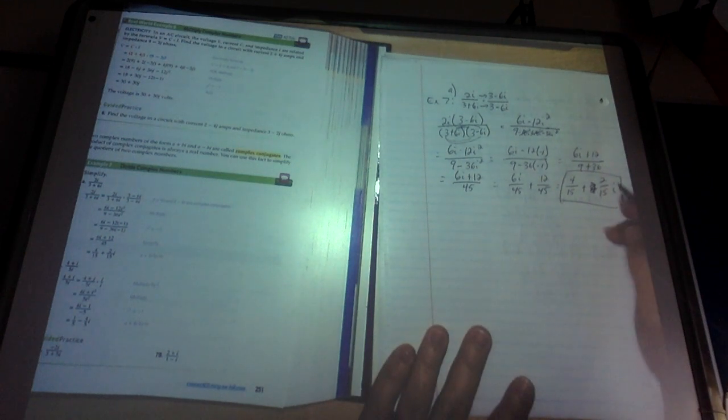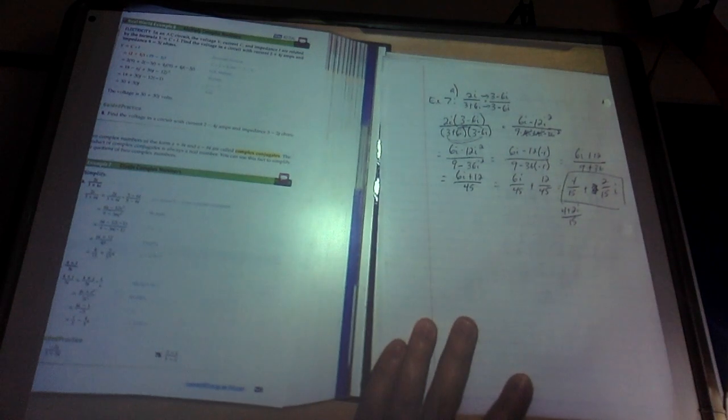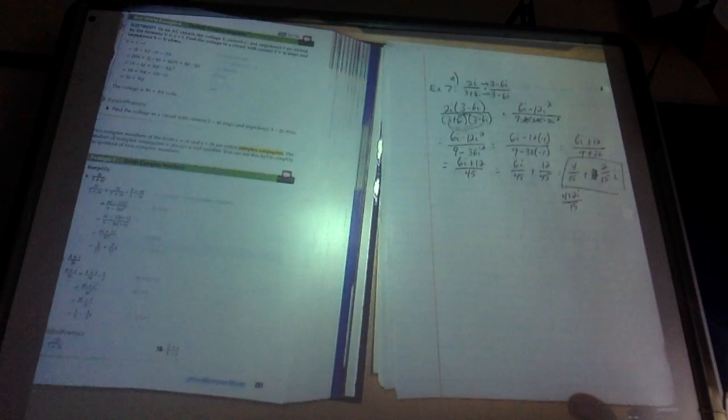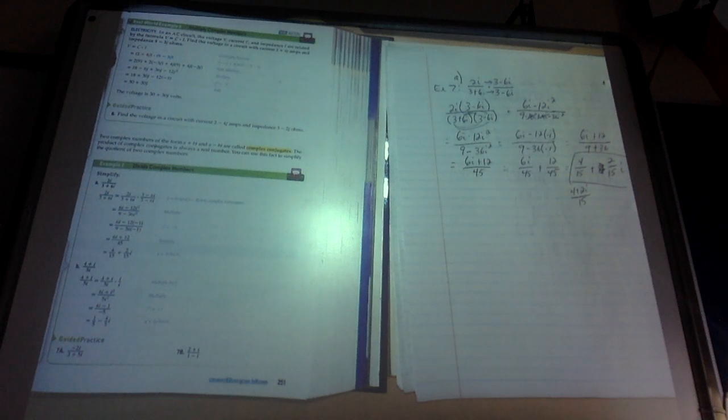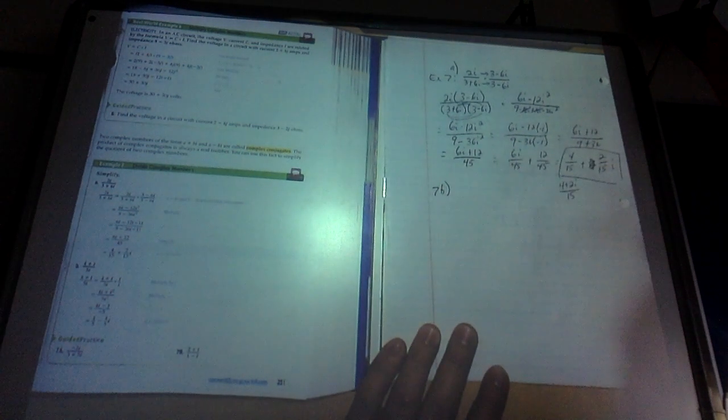Another way this could be written, all right, is like this. It could be written 4 plus 2i over 15, where it's over the same denominator. That just happened because it reduced the same. Either one is right, okay? So that's what happens when you have a 2-term imaginary in the denominator. All right, let's go to 7b. All right, and let's look at this one.